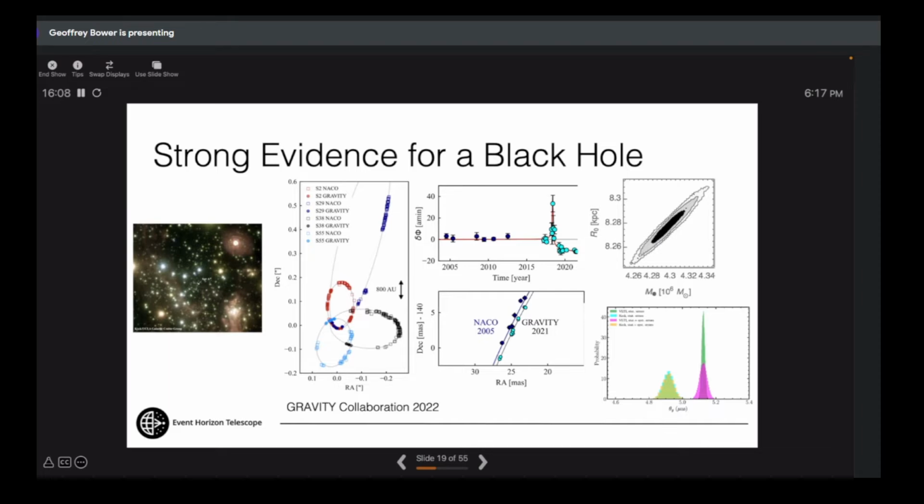And that work is so exquisite now. There are now 4 stars whose orbits around Sag A star are constrained and are used to measure the mass and the distance of Sag A star to a precision better than 1%. That's this plot in the upper right from the GRAVITY group, showing the incredible precision in black hole mass and distance to the Galactic Center.